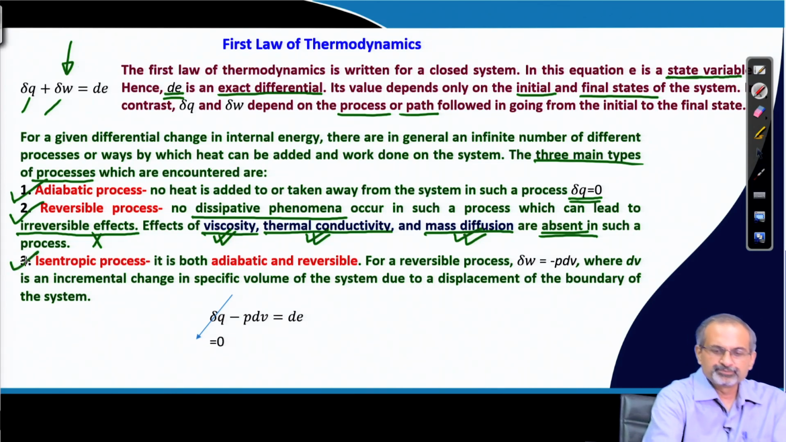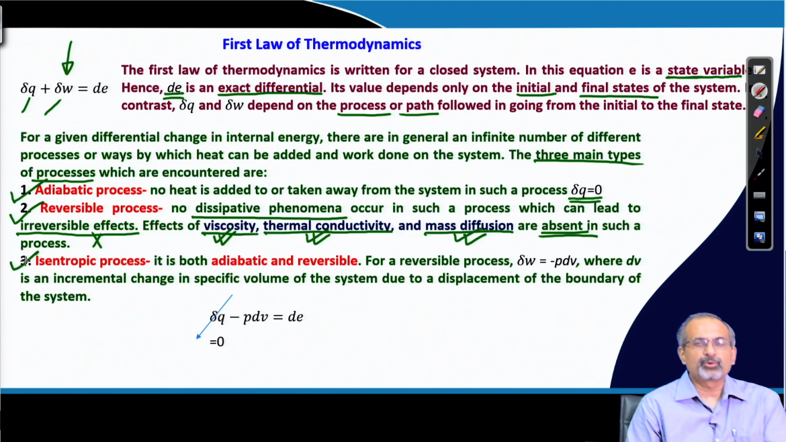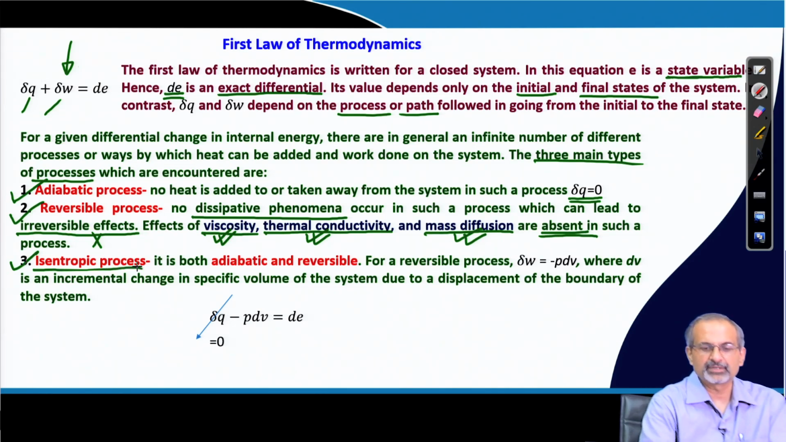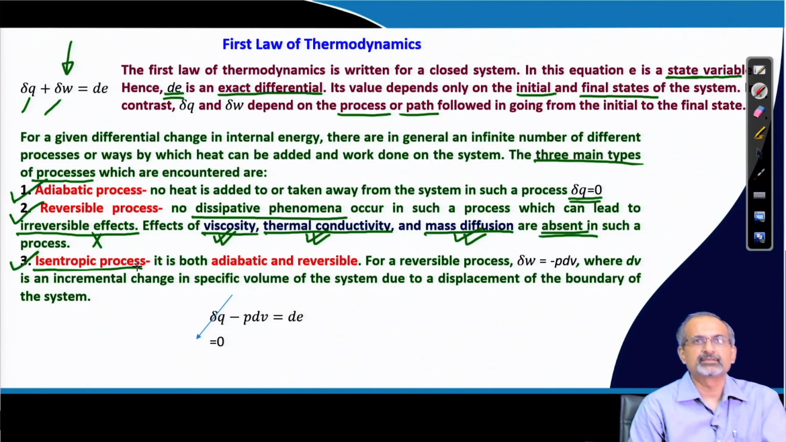So, when you have an adiabatic process where there is no heat transfer and the process is also reversible, then what we have is the isentropic process. So, effectively the third process is basically a combination of the first and the second.